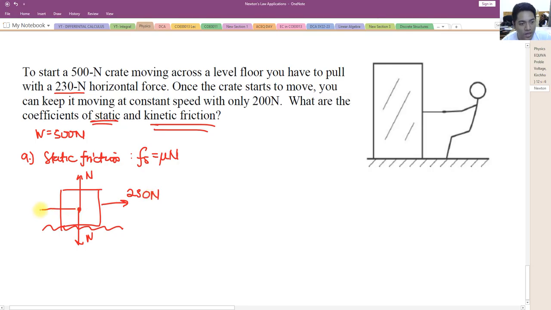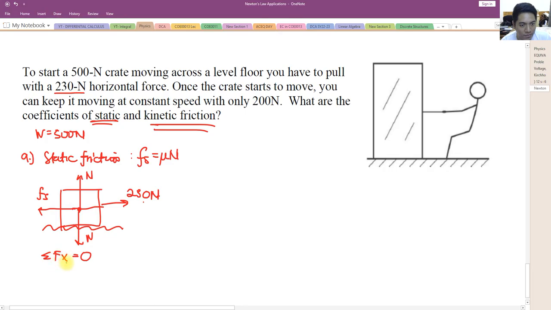So of course, we know that just before it moves, in the opposing direction of the force, we already have the static friction opposing your pulling of 230 newtons. So that will be our static friction. That is the free body diagram already. And just before it moves, the summation of Fx is still 0, because we are talking about the static friction just before it moves.